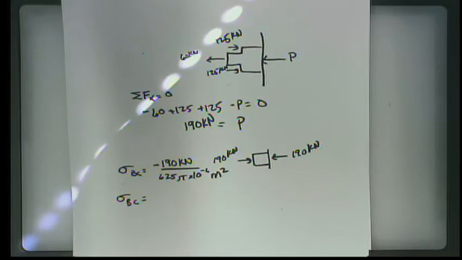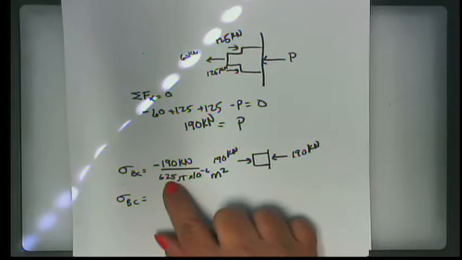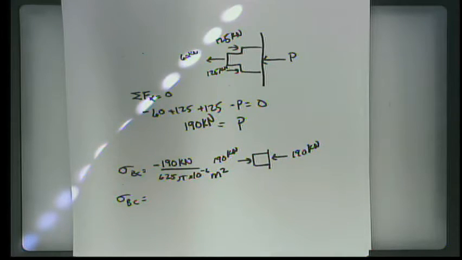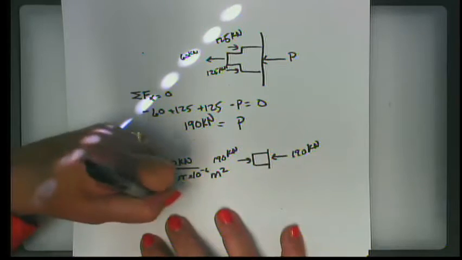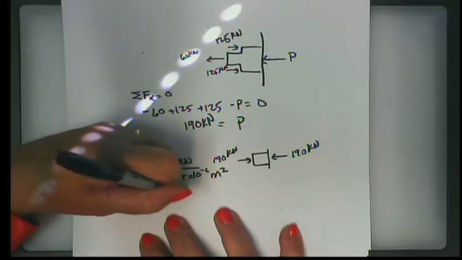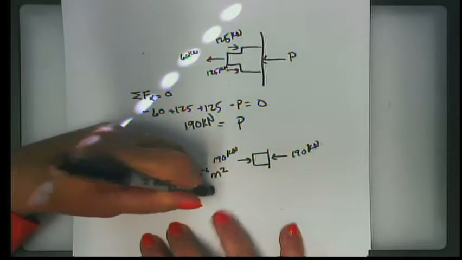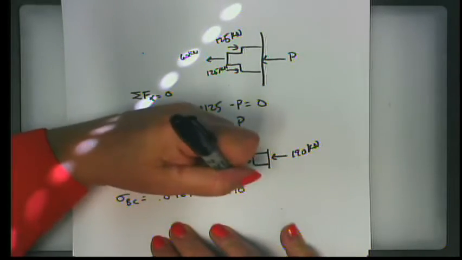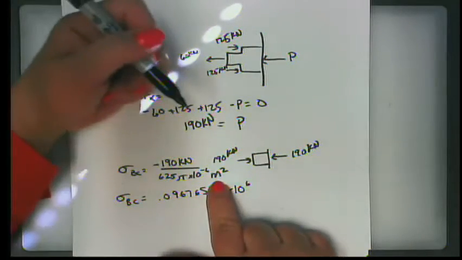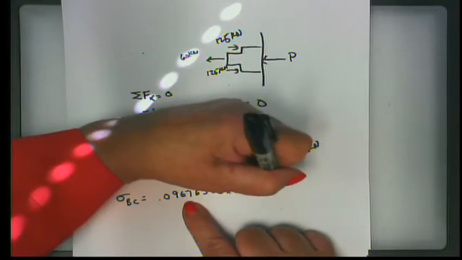I get 6. That's unusual. Really? That can't be right. I think this calculator's messing with me. Let me try it again. 190 divided by 625 equals, this is better, divided by pi, 3.1416 equals 96,765.9, about 10 to the 6th kilonewtons per meter squared, which is kPa.